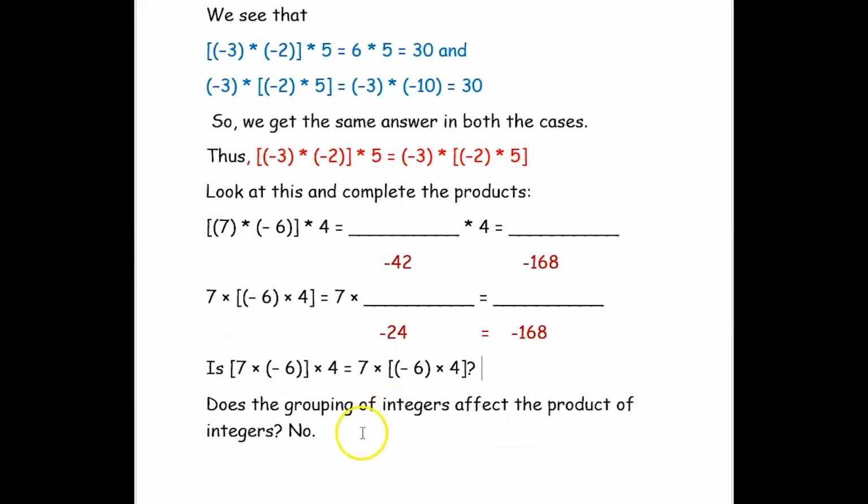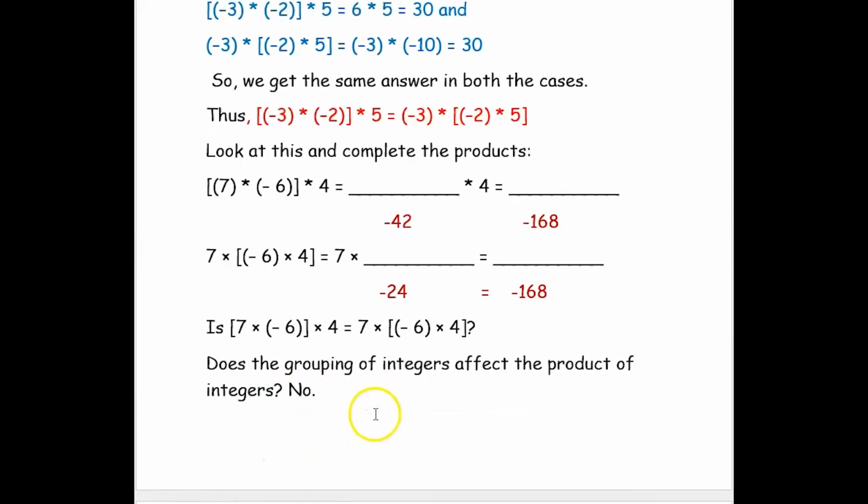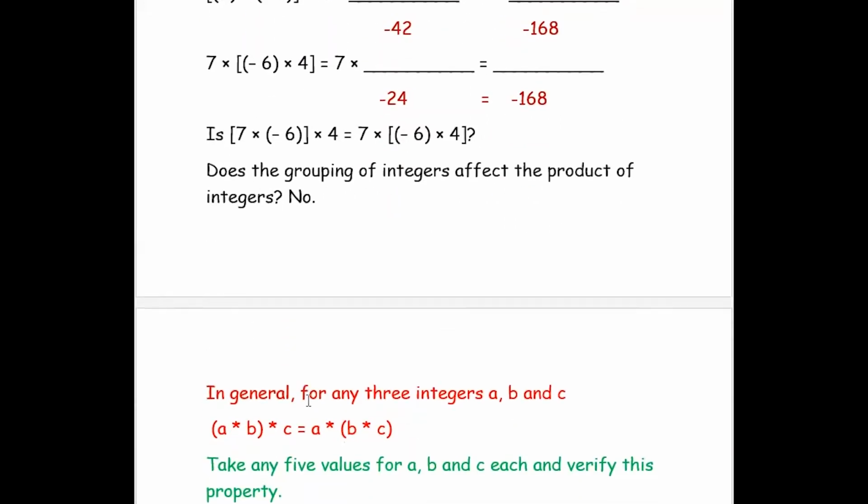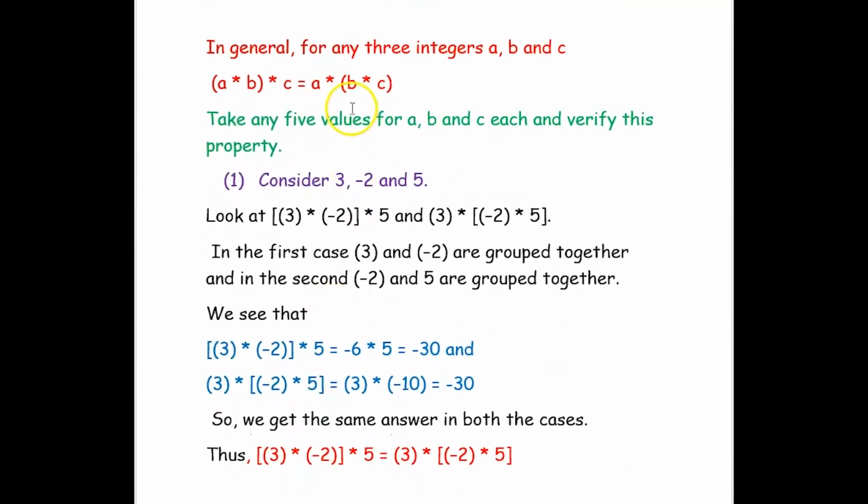So does the grouping of integers affect the product of integers? From these two results we can say the grouping of integers in multiplication will not affect the product of integers. So it is no. In general, how can we define it? For any integers a, b and c, we can write (a × b) × c equal to a × (b × c). So this is the general rule for the associative property of multiplication of integers.